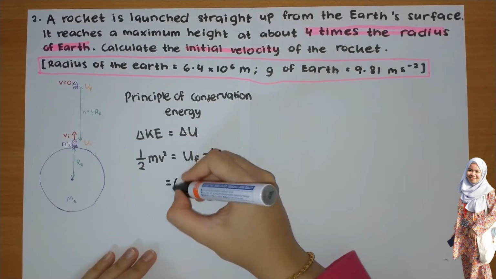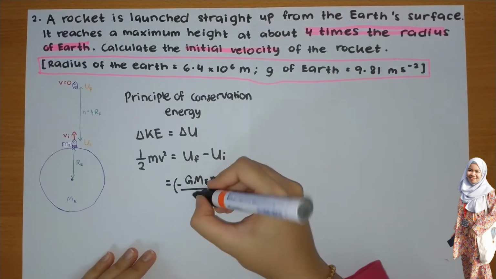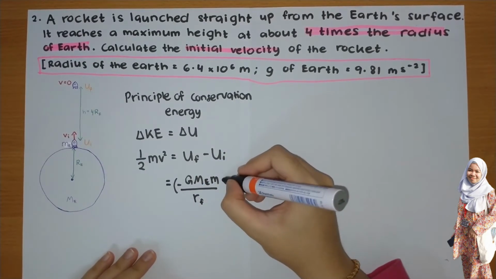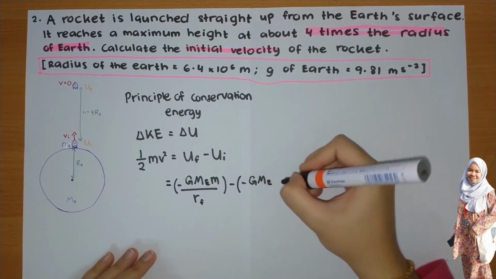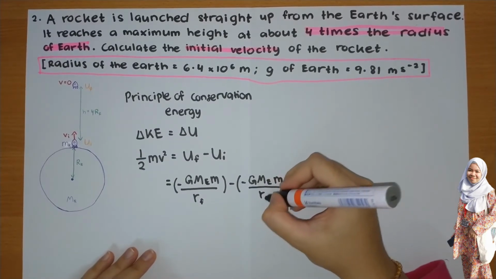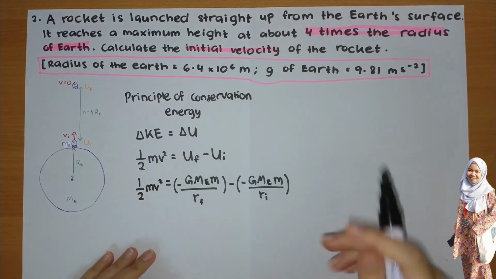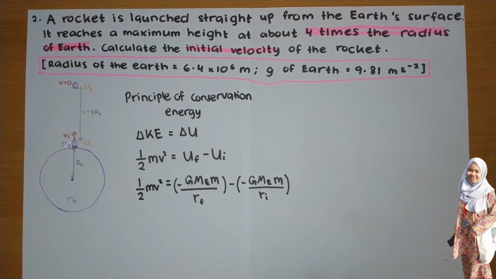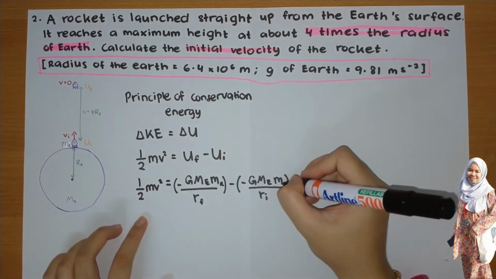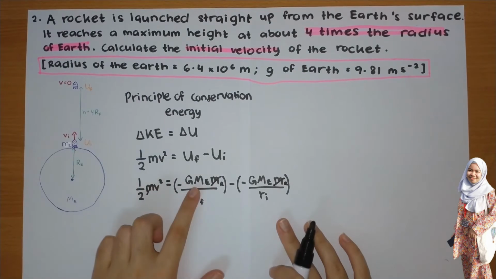Substitute the U with negative G M m divided by r. Don't forget that the U is final and initial. Don't get confused. Notice that the question doesn't give us the mass of the body mass. So, the good news is, we can just cancel out the m of the rocket. However, we still don't have the mass of the Earth. So, let's do this.